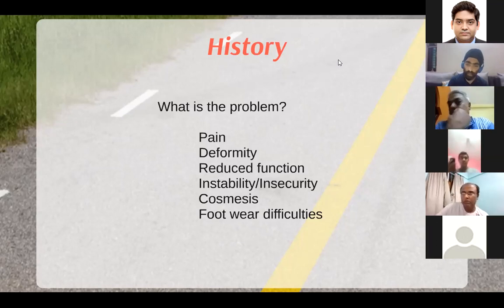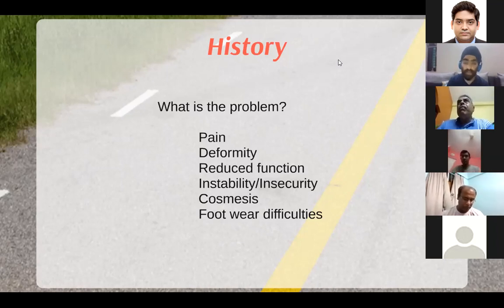Obviously, there can be reduced function, there can be instability of the ankle or the foot, and there can be cosmetic problems such as hallux valgus, which can sometimes be the source of quite significant patient discomfort. And there are footwear difficulties. If patients are unable to wear closed-toe shoes, then sometimes that's a problem, and that requires treatment at that point.